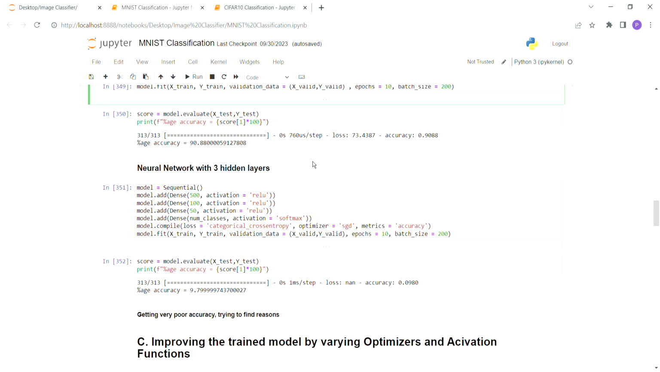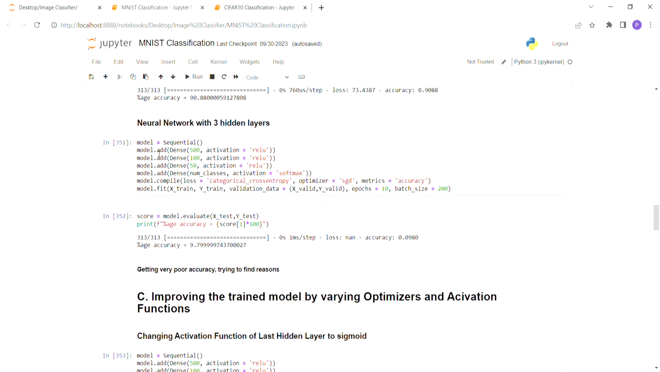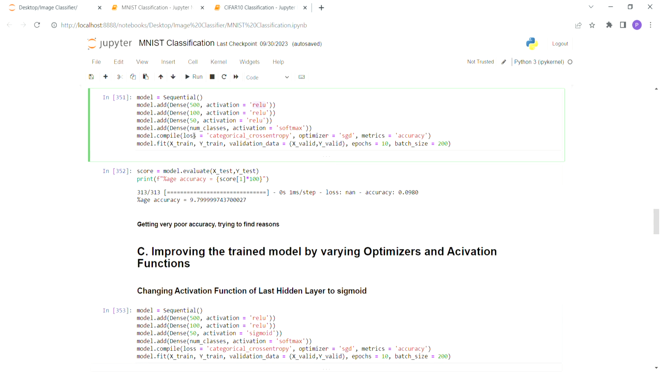These additional layers would be as follows. The first hidden dense layer would consist of 500 perceptrons, the second of 100, and the third of 50. Initially I have defined the ReLU activation function for all these, and the final output layer would have the same dimension as the number of classes, that is 10, and a softmax activation function for classification.